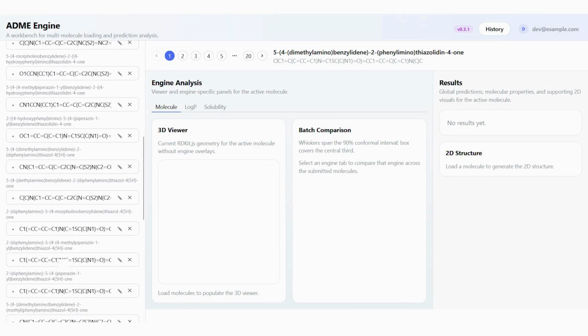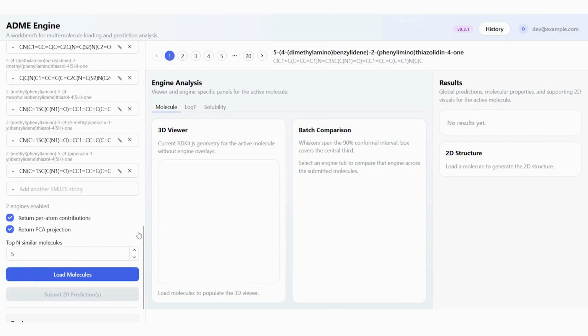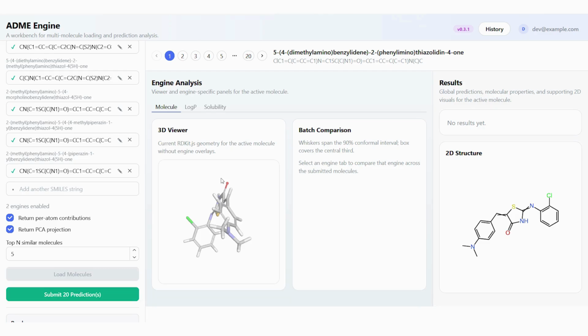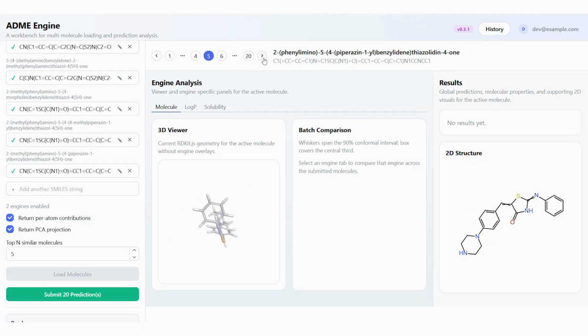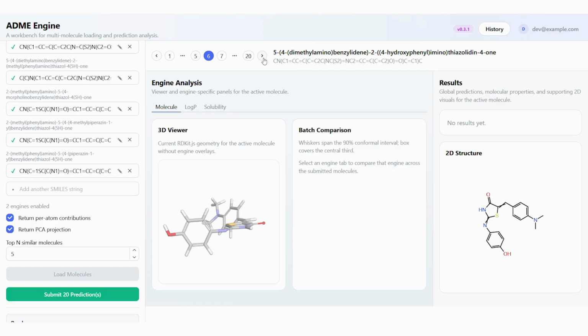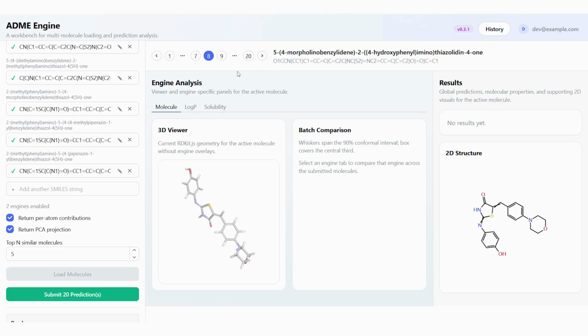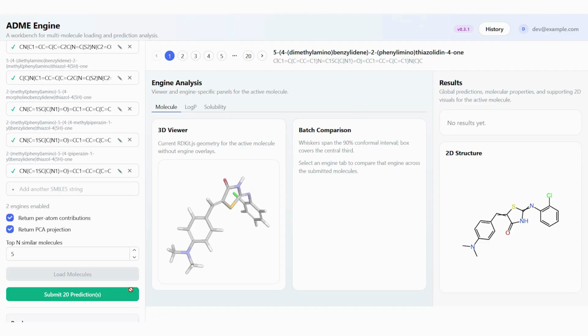So, for this compound and the next few, we can load the molecules into the workspace, and then the chemist can click through to ensure that the compounds are correctly structured and that there are no mistakes. Now that all compounds have been loaded, we can submit the predictions and predict their molecular properties.